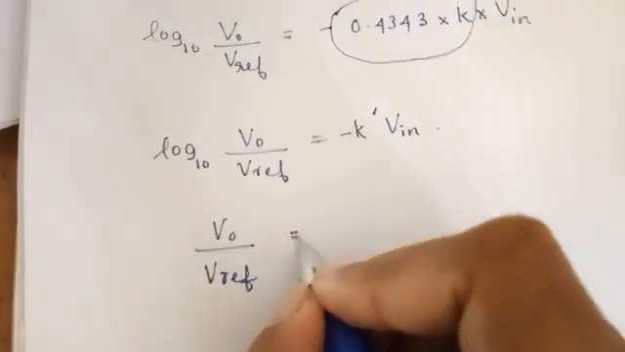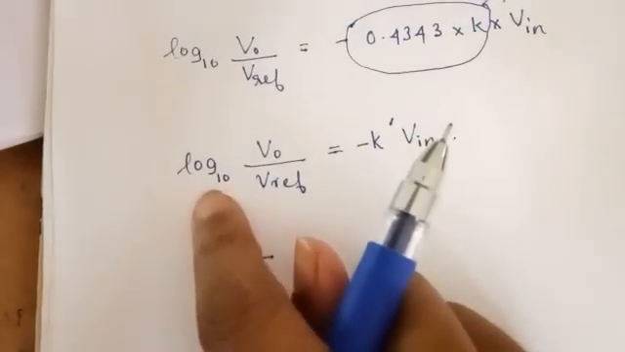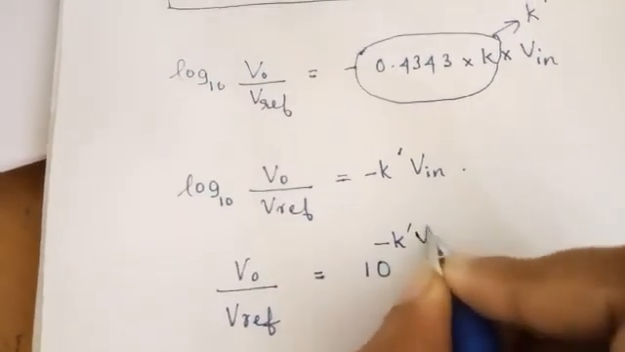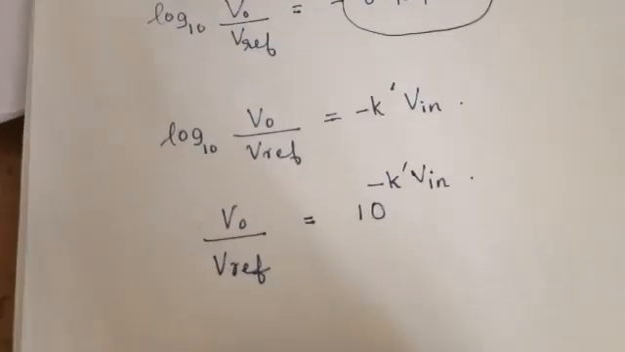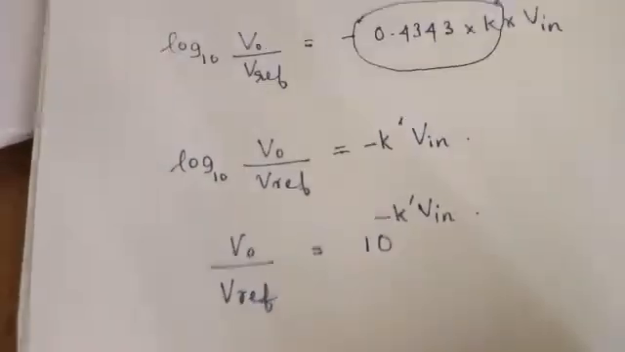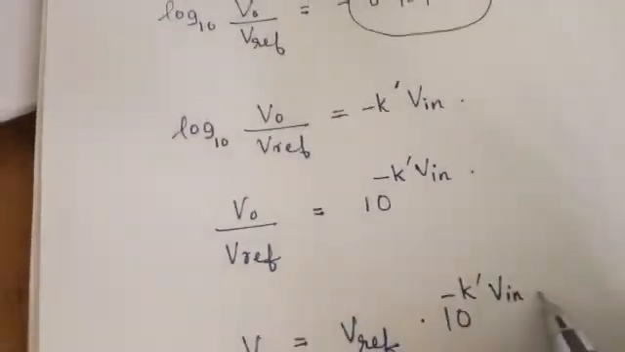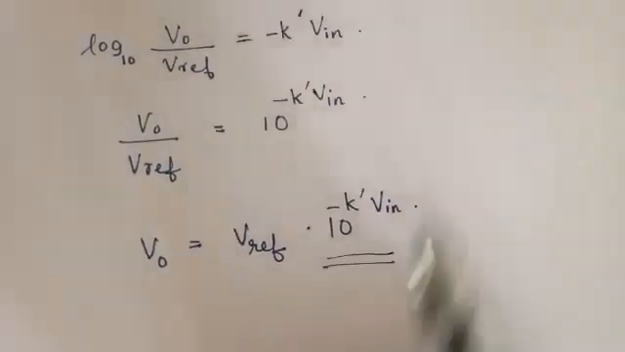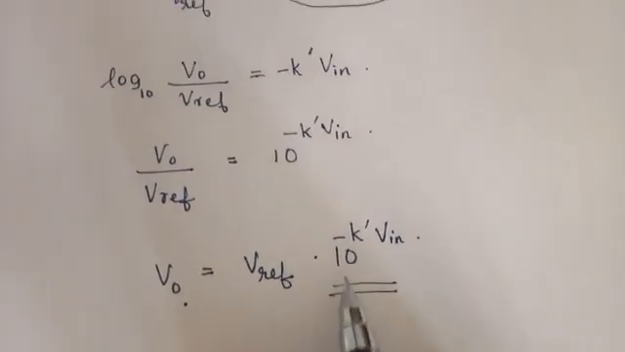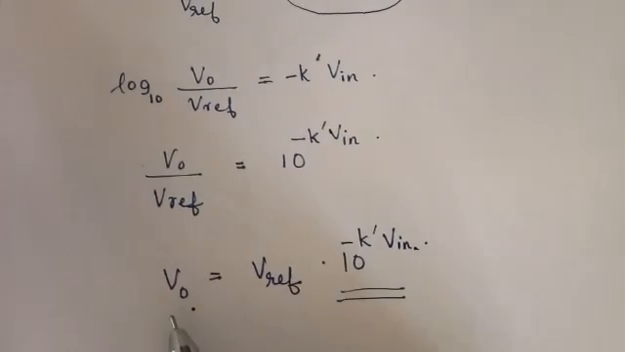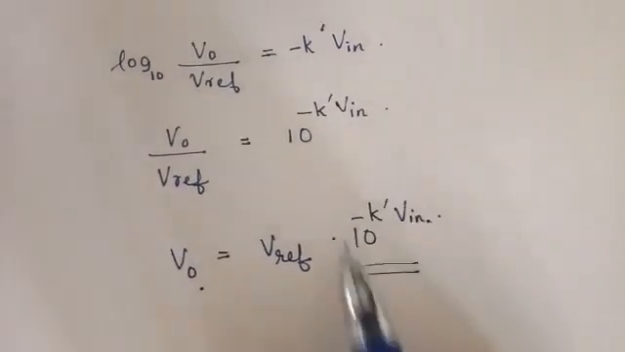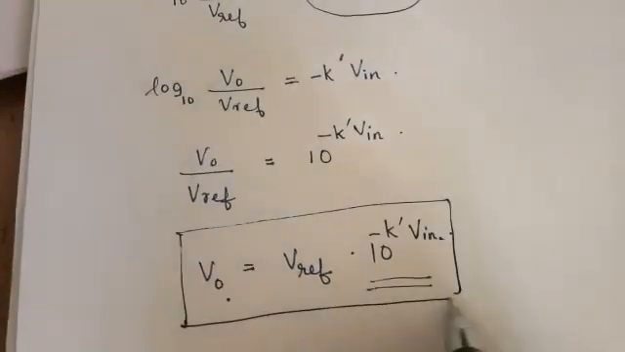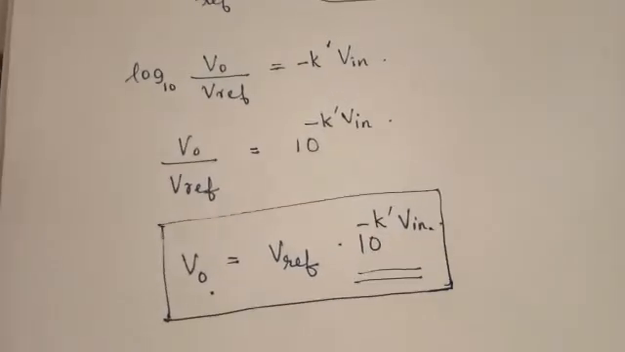Taking out the log term, we take the exponential: V0 by V reference is equal to 10 raised to minus K dash Vin. That is, V0 is equal to V reference into 10 raised to minus K dash Vin. This has now become an exponential term or an antilog term, and thus we get the output in the antilog terms of the input. That is, the output is the exponential term of the input. So this is the antilog amplifier output voltage equation. And with this, I am concluding this tutorial. Thank you.